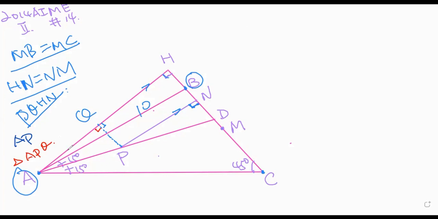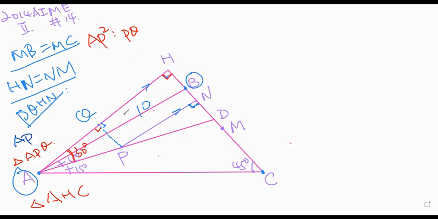And this angle is 30 degrees. Why? Because in the largest triangle AHC, this is 45 degrees and this is 90 degrees, so it is an isosceles right triangle. So this is also 45 degrees, and this is 15 degrees. This must be 30 degrees. With 30 degrees, it means QP is half of AP. So if you want to find AP squared, we just need to find PQ, because PQ is half of AP.